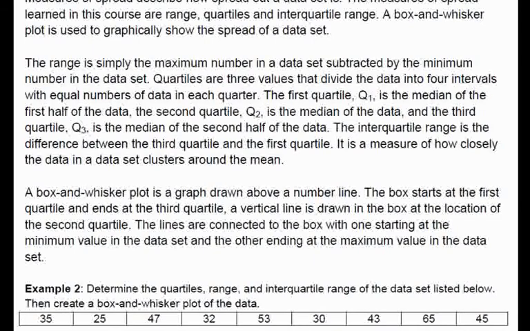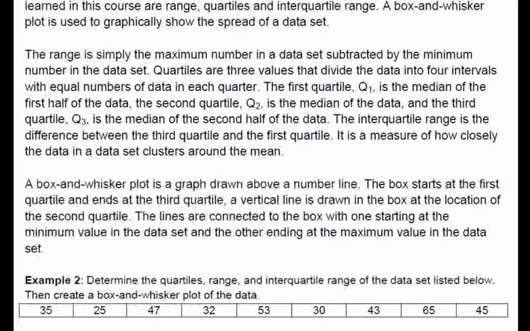The interquartile range is when we take Q3 and subtract Q1 from it. That's the range of our two inner quartiles. And the interquartile range is a measure of how closely the data in a data set clusters around the mean.